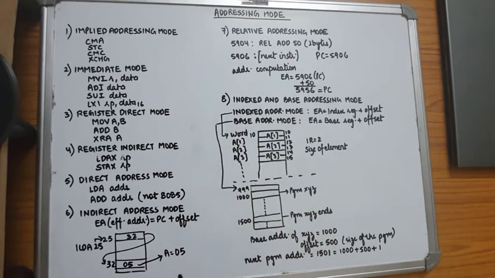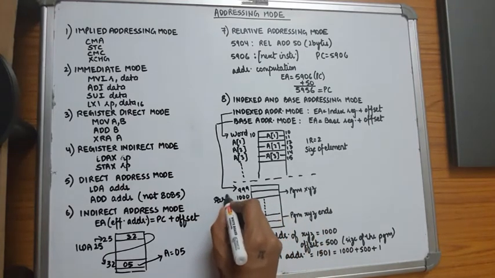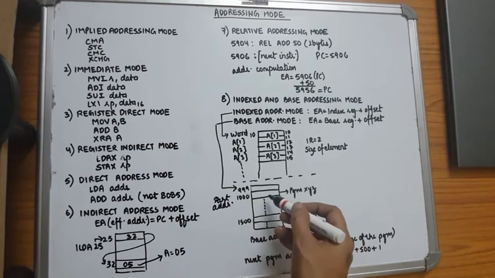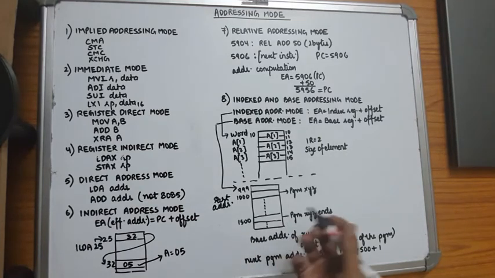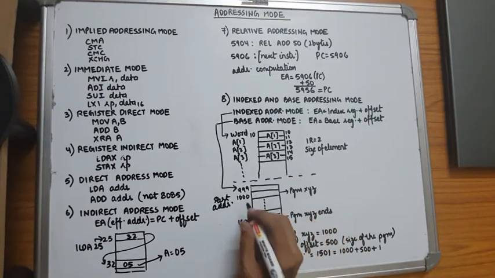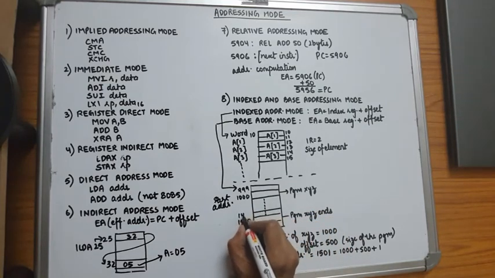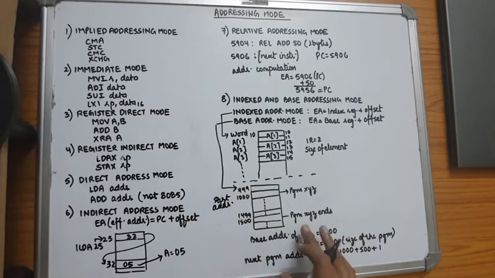Now we'll study base addressing mode. I have a program, program XYZ, which is stored from location 1000. The starting address of this program is 1000. It has been loaded at 1000. It stores a total of 500 instructions, so since it starts from 1000, it would end at 1499. The program XYZ ends here.